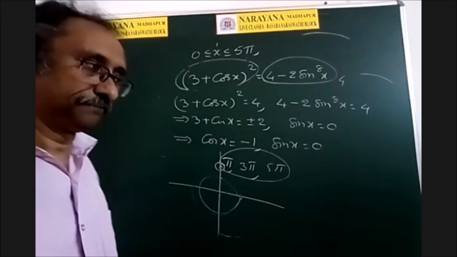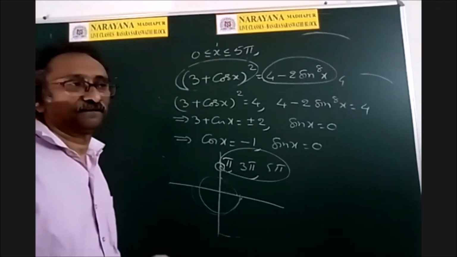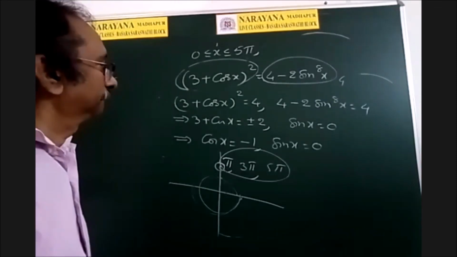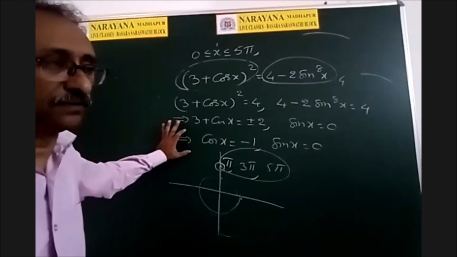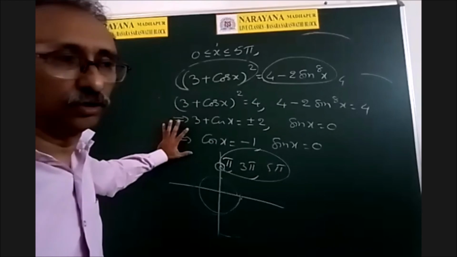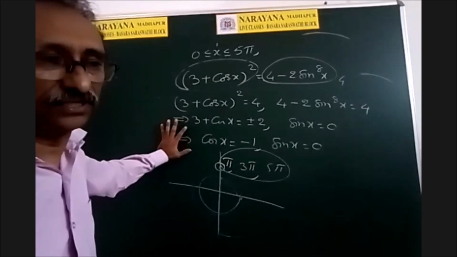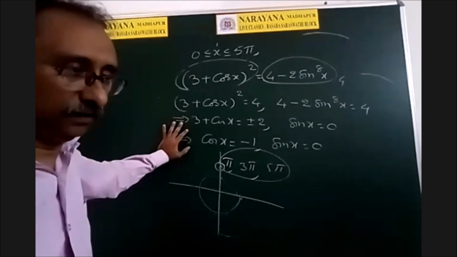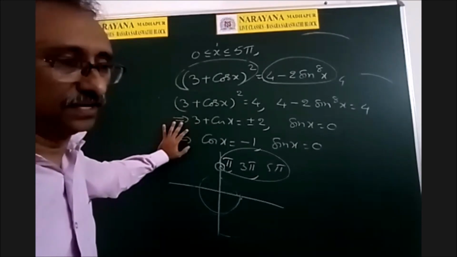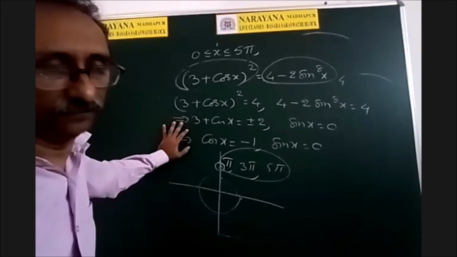Akash. Sir, can you once again explain how you got 3π and 5π? Now you tell me, Akash, not me. cos x is equal to −1 and sin x is equal to 0. Where does it happen? Sir, at π. Okay, there is only π between 0 and 2π.